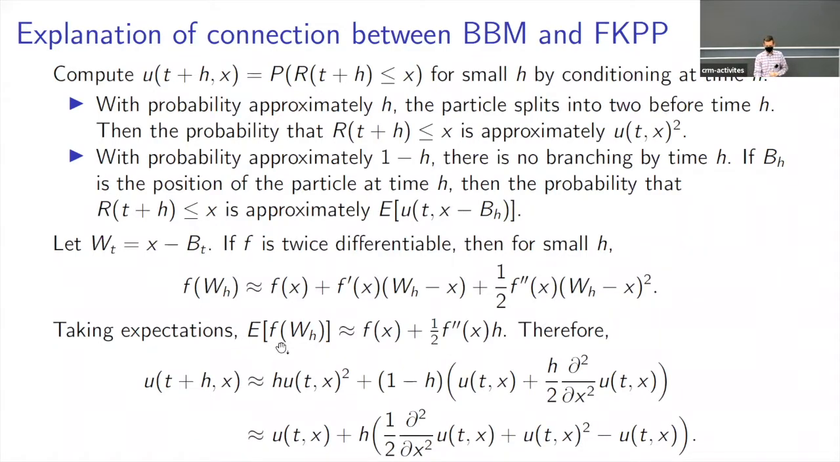And so we can approximate the expected value of f of W_h by f of x plus 1/2 times h times the second derivative of f at x. We can now write u(t+h, x) as the sum of two terms.